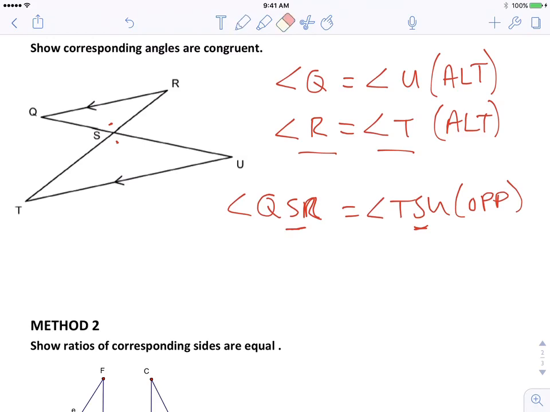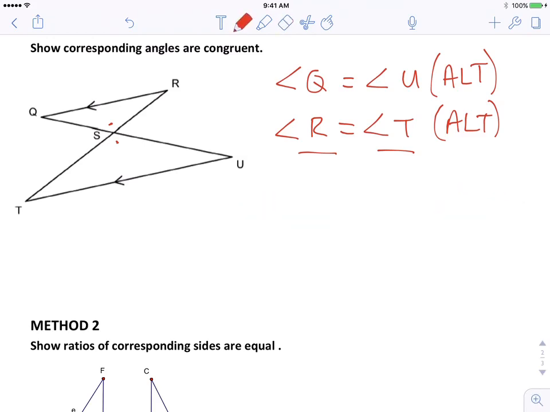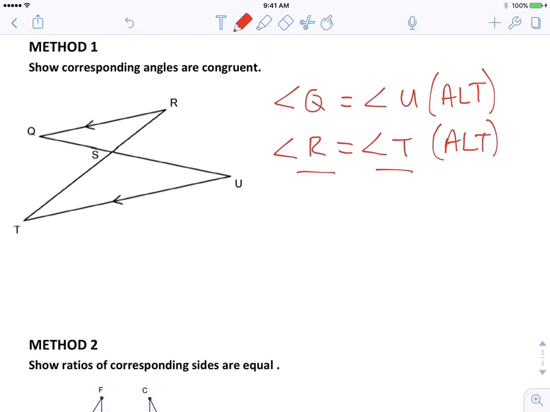Hopefully that helps you. And the reason why I didn't do that first is because I find it a lot easier for us to just say angle Q equals angle U, angle R equals angle T. A lot less writing, and being a little bit of a mathematician, you usually want to be a minimalist. We don't want to write essays here, like I said before. You just want to prove. So we're showing that those corresponding angles are congruent.